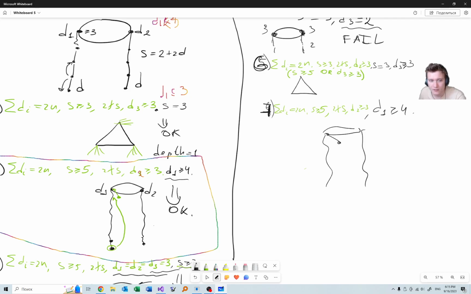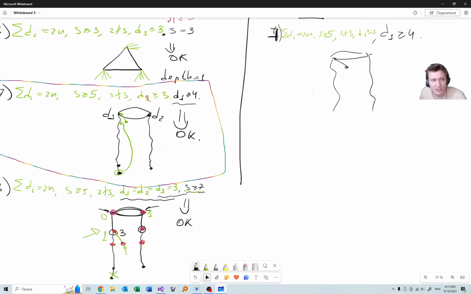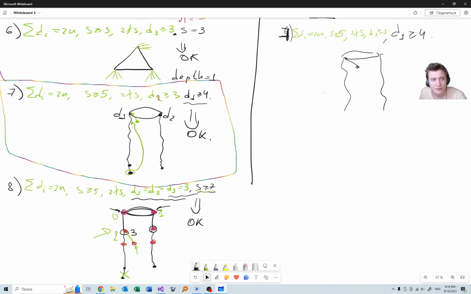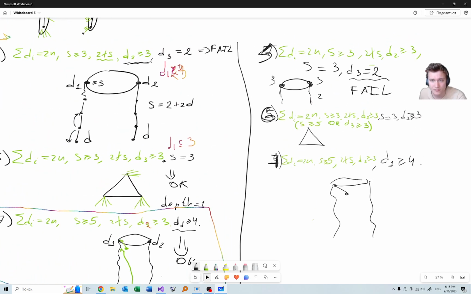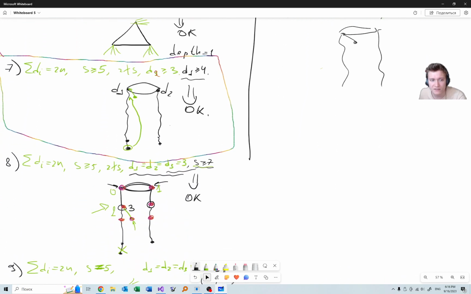Okay. Now, I think we have the problem, because here, in the 8th case, we know that S is at least 5. Yes, 2 does not divide S. Fine. We don't know that D3 is 3. Yeah, we don't know that D3 is 3.